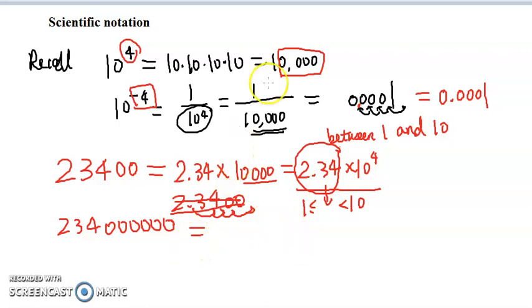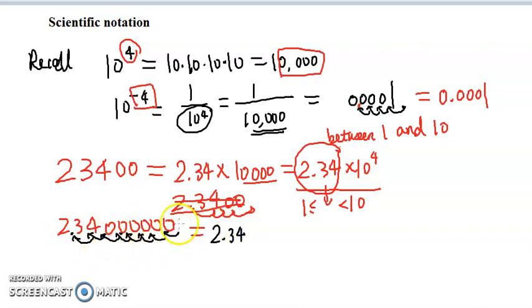And so what we do is we start at the end of the number and try to move to the left. 1, 2, 3, 4, 5, 6, 7, 8, until we reach a number between 1 and 10. If we move 1 further, we're going to get a decimal, 0.234, which is less than 1. We don't want that. Also, you don't want to stop at 23 because that's bigger than 10. So we're going to stop between 2 and 3, and that will give us 2.34.